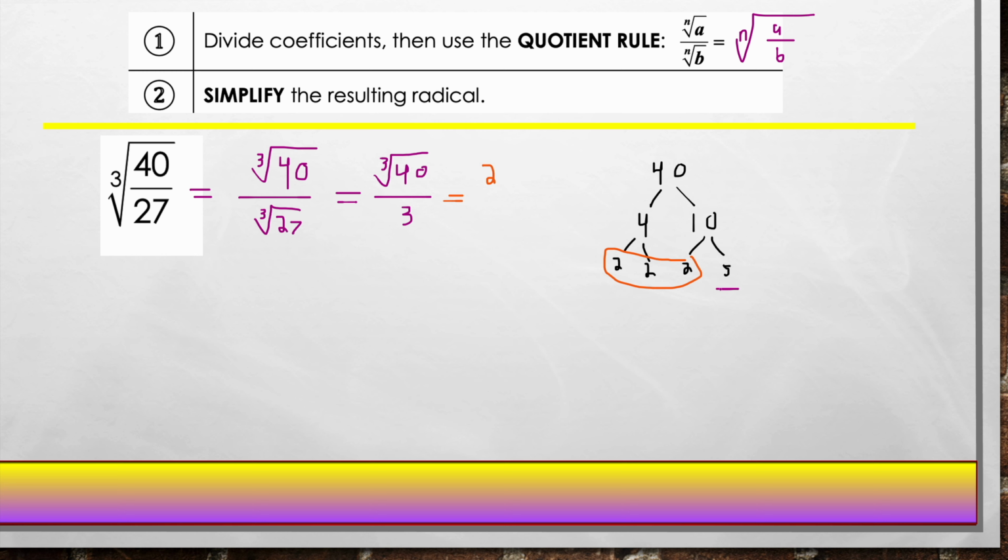And this 5 here, my handwriting is not the best, but the 5 stays on the inside. So it'd be 2 times the cubed root of 5 over 3. And the radical is simplified, and there's no radical on the bottom, so we're done with this one.